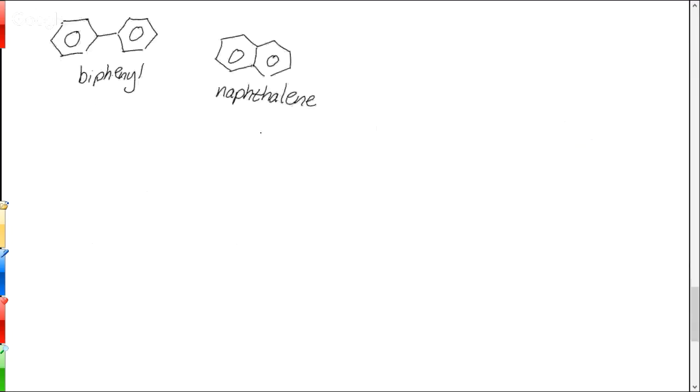Okay, so that's aromatic compounds. Now we're going to put this all together and make a list of what we call the functional groups, and this will be the last new thing we do for the semester.